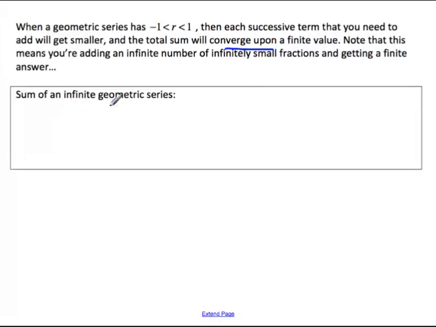The formula for the sum of an infinite geometric series, in other words, the sum of a series going on to infinity, is sum to infinity is equal to the first term divided by 1 minus the common ratio. So it's actually a simpler formula than we saw previously for a finite number of terms of a geometric series.